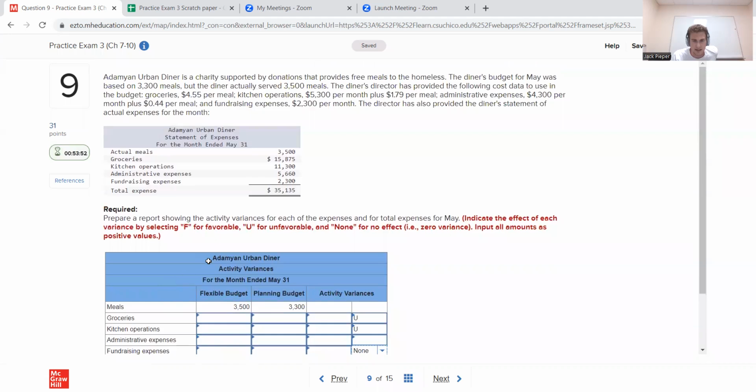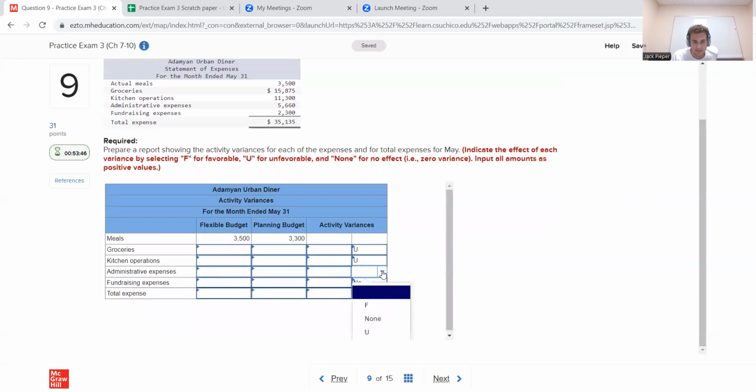So the fundraising, and that's about it. Just the fundraising, right? I'm not going to do it, but we would know that we're going to have an unfavorable variance because our flexible budget is going to be higher than what we actually planned for.